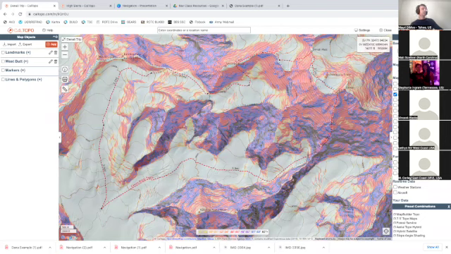Okay. So you need to know what the slopes are you're walking on or traveling on. Then you also need to consider what's above you, because if a slide starts well above you and you have avalanche terrain above you, it could take you out as well.